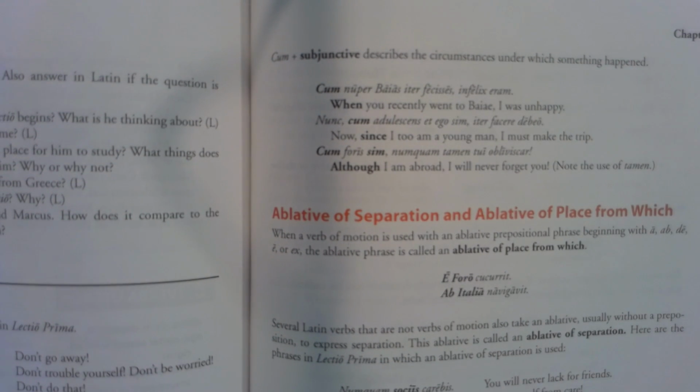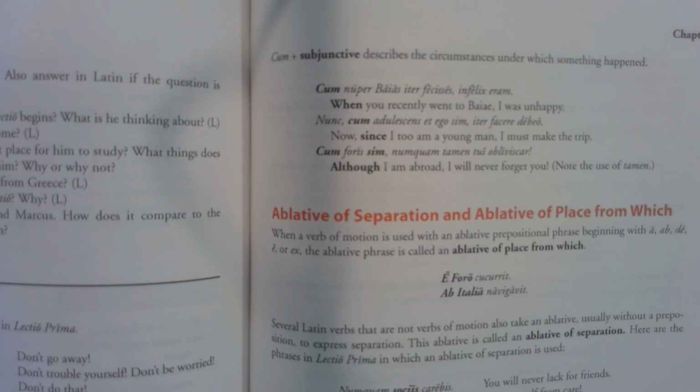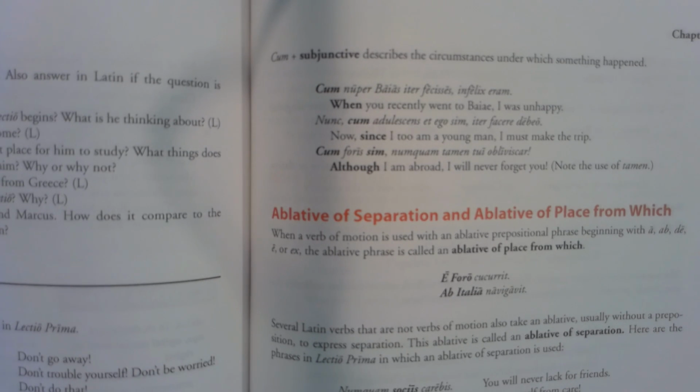All right, over on the next page, okay, the circumstances. So if you ever hear the term cum circumstantial clause, that's what this is. When something happened. When you went. Okay, this is not exactly specifying a time. Cum nuper Baias iter feceris, when you recently went to Baiae. Okay, and then since I too. Cum adulescens et ego sim. So you see there, sim, subjunctive. That one is going to be since.